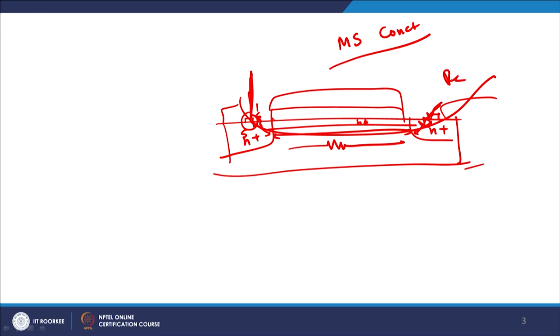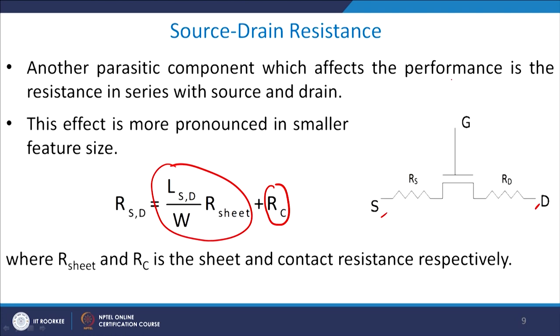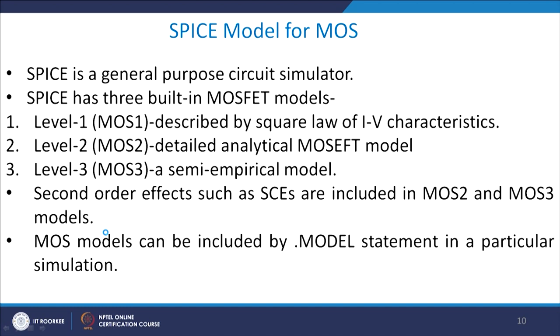This will be RC, right? So this was what I meant. RC is the contact resistance. LSD is the source drain region divided by L into R sheet, happens to be the value, and this is how you calculate the value of RSD, source drain resistance, right? So this is the typical value which you calculate for all practical purposes.